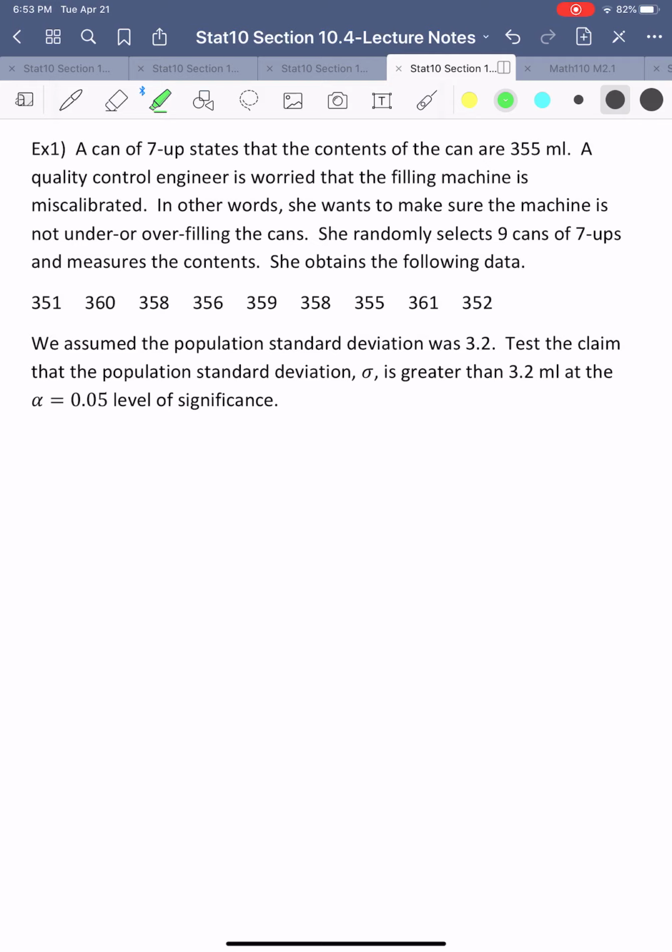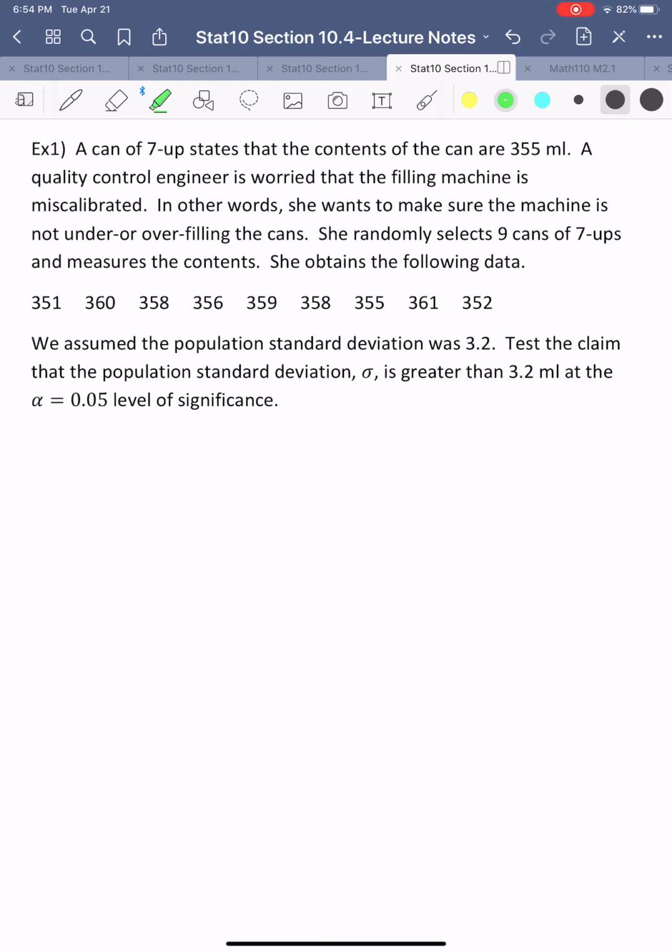All right, so I'm going to put out the two approaches. In order to do this, the problem says a can of 7-Up states that the contents of the can are 355 milliliters. A quality control engineer is worried that the filling machine is miscalibrated. In other words, she wants to make sure the machine is not under or overfilling the cans. So she randomly selected 9 cans of 7-Up and measured the contents, and she obtained the following data.